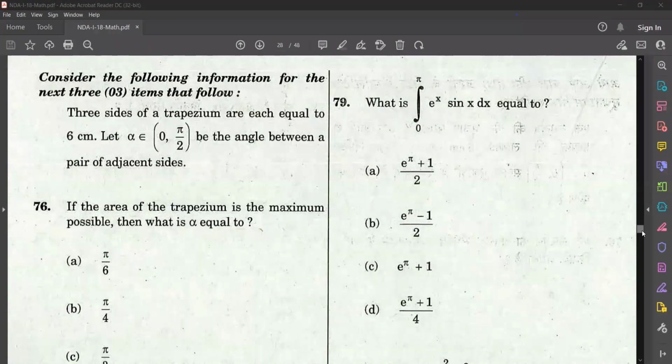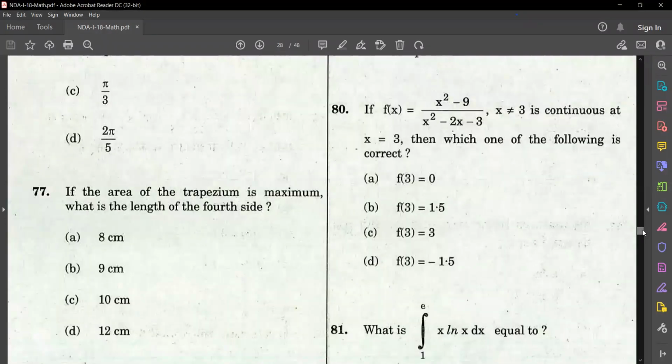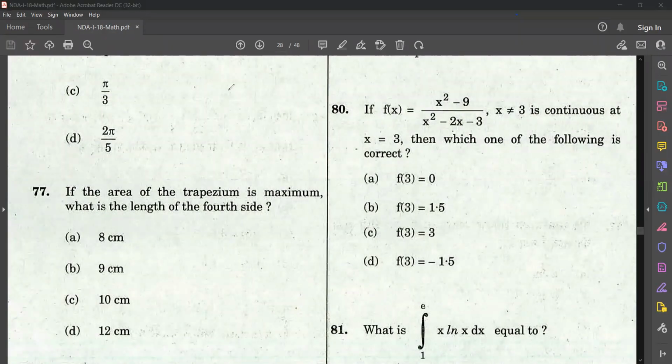Question number 80. If f of x is equal to (x square minus 9) by (x square minus 2x minus 3), x not equal to 3, is continuous at x equal to 3, then which one of the following is correct?